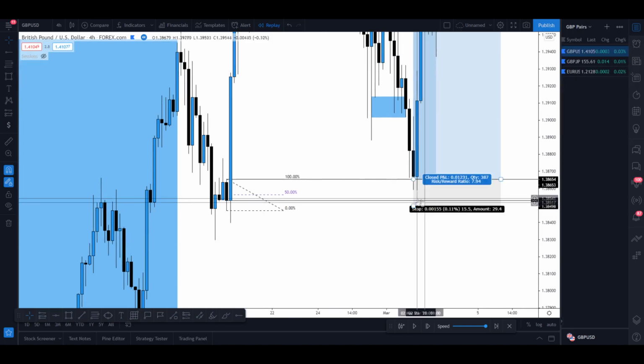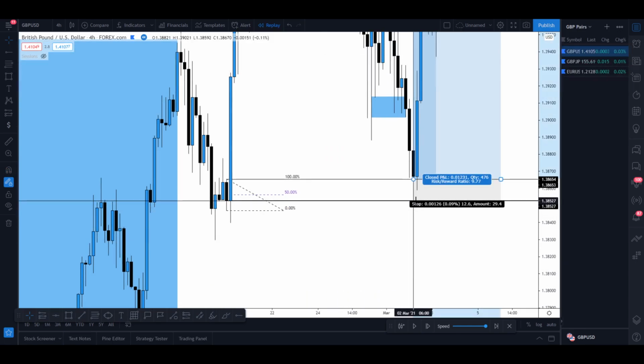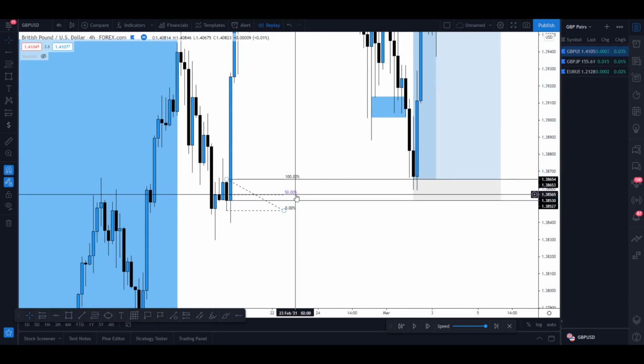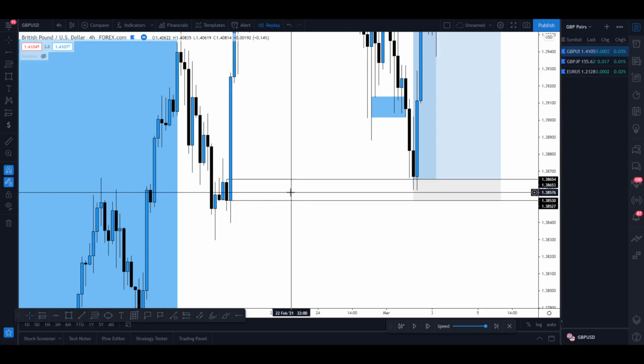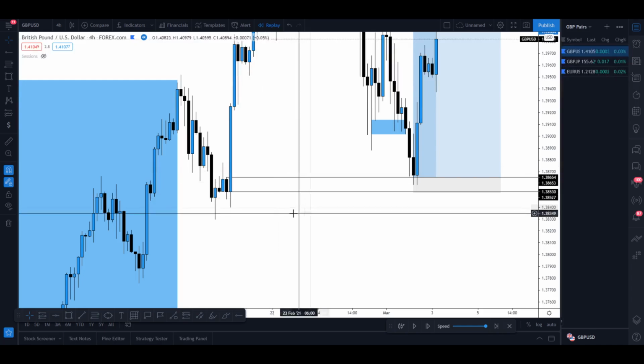You tend to miss a lot of trade opportunities if you do take the 50, because sometimes price misses it by a few pips, just like it did over here. It missed it just by 3.5 pips. So that's why I usually always open with the open of the order block.